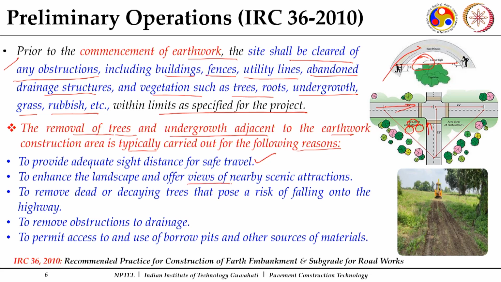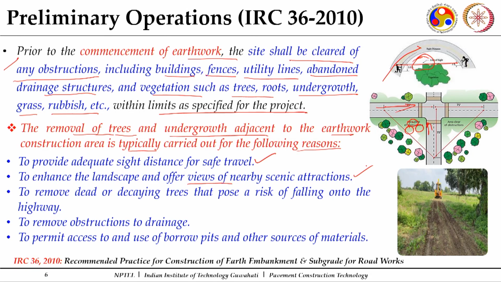Second is that the landscape has to be improved. Once a new alignment is there, the landscape has to be improved, so that you are able to see the existing features in the nearby vicinity. So for improvement of landscape and to offer views of nearby scenic attractions, it may be required to remove dead or decaying trees, because if there are old dead trees, there are chances they may fall over the road surface at a later stage. And any obstruction which hampers the drainage of the road surface needs to be removed.